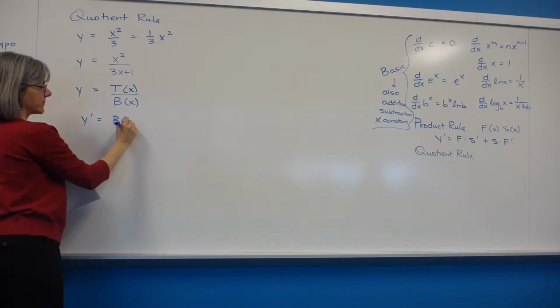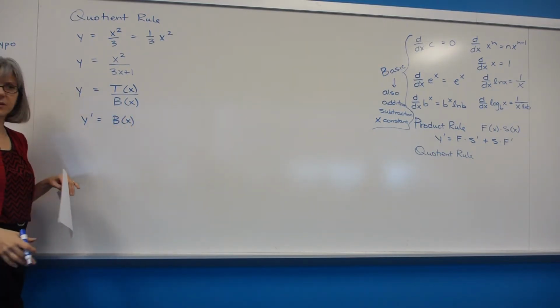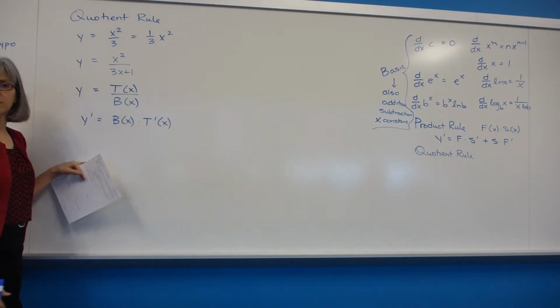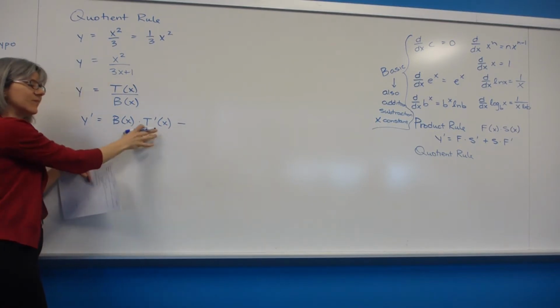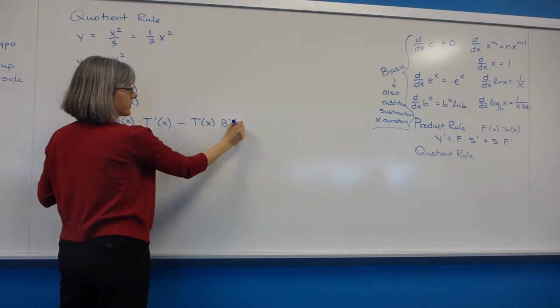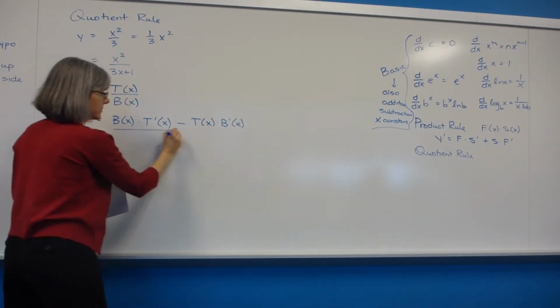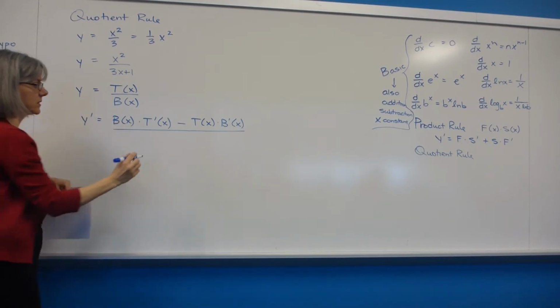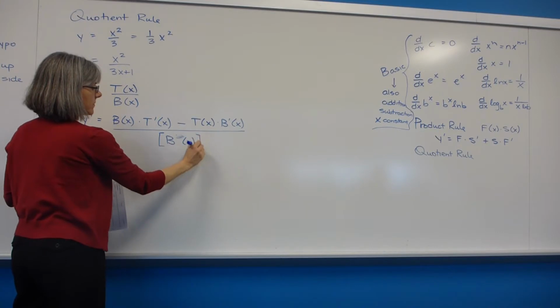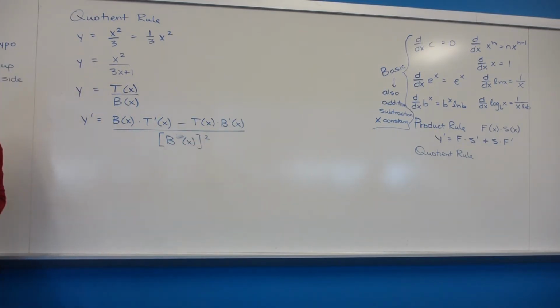The bottom. You always start at the bottom and work up, right? So bottom times the derivative of the top, minus the flip pairing, the top times the derivative of the bottom, all over, everybody says that, all over the bottom squared. I'll write this one. Yes? So whereas with the product rule, it doesn't really matter how you do it, here it does.